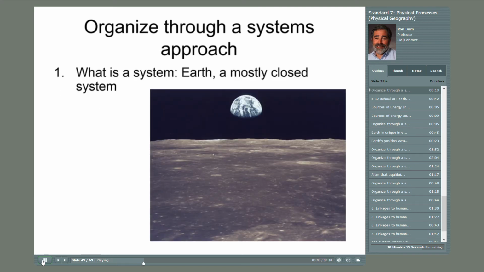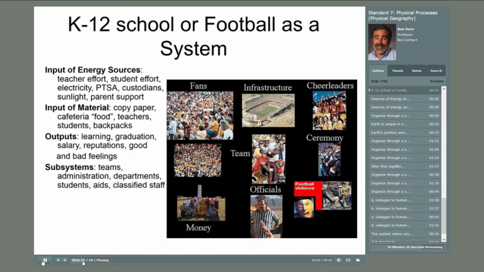Earth itself is a system, mostly a closed system, where we have those inputs, outputs, feedbacks, and it all better work right. I suppose you can think of a K-12 school or a football team as a system. You have inputs of energy: the teacher effort, the student effort, the electricity, the PTSA, the custodians, the sunlight, the parent support. You have the input of materials such as copy paper, cafeteria food, the teachers, the students, the backpacks. Then you have your outputs: the learning, hopefully the students graduate from high school, the salary, reputations, good and bad feelings, and you have subsystems. There might be teams in a school, there's administration, there might be a math department, there's classified staff, aide students. All these have inputs, outputs, feedbacks.